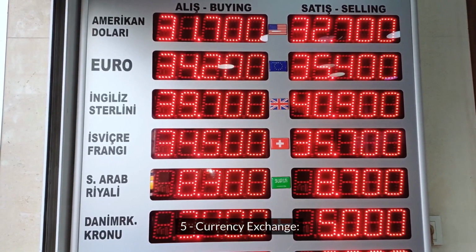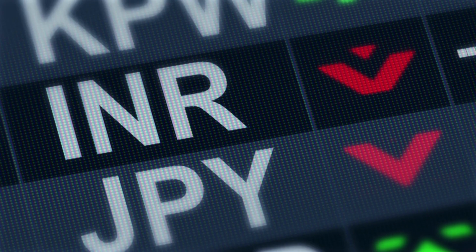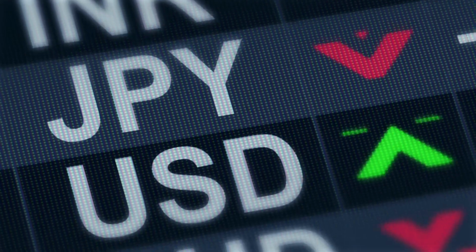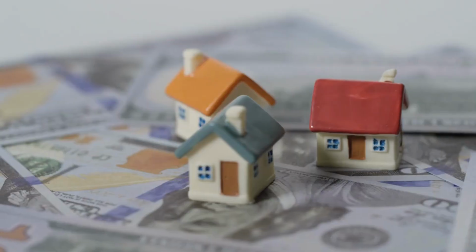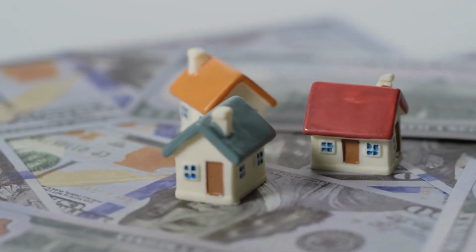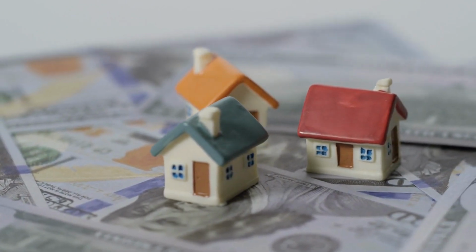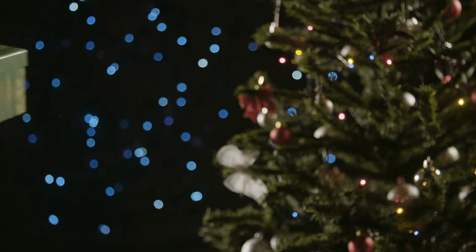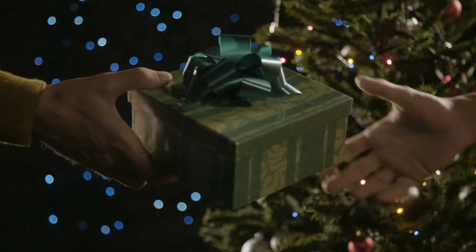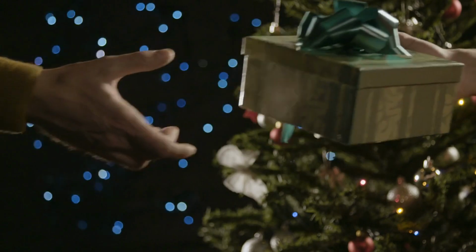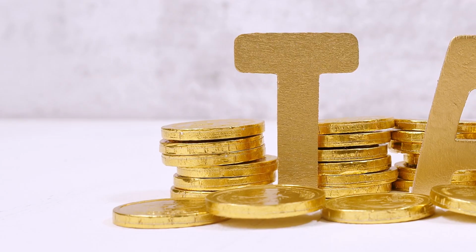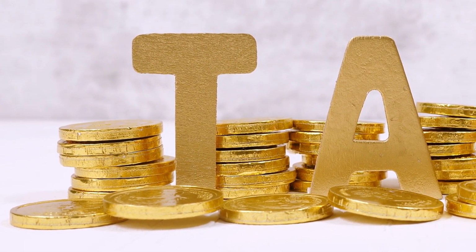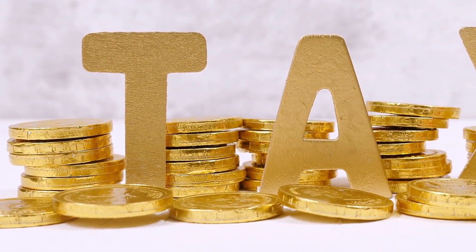5. Currency exchange. Fluctuations in exchange rates can impact the value of foreign assets and the potential tax liabilities associated with them. It is important to consider currency exchange risks when evaluating the overall estate plan. 6. Gifting strategies. Transferring foreign assets as gifts during one's lifetime can have tax implications for both the donor and the recipient. Understanding the gift tax rules in the relevant jurisdictions is essential when incorporating gifting strategies into estate planning.